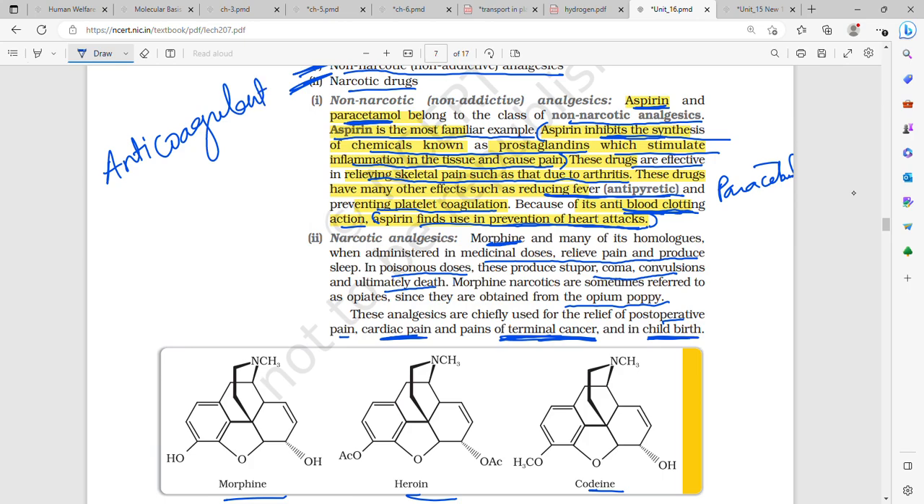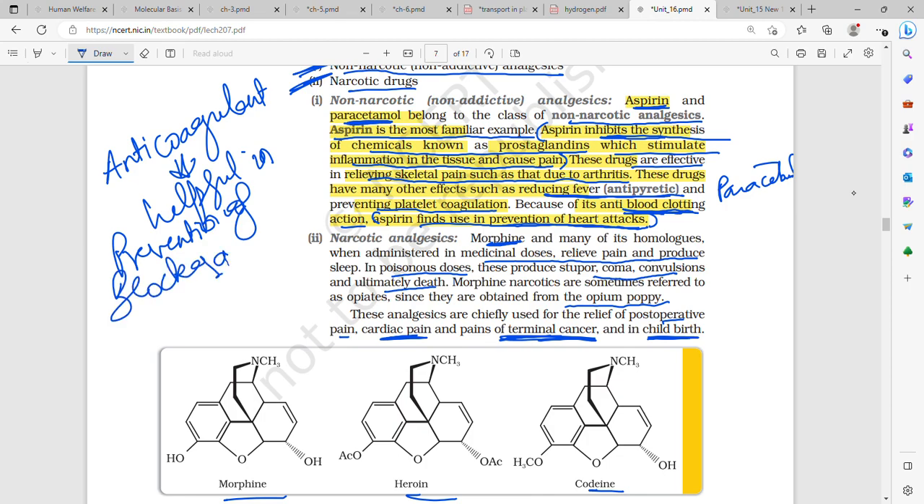So this is helpful in prevention of heart attacks, prevention of blockage of arteries and blood vessels, which eventually prevents heart attack.